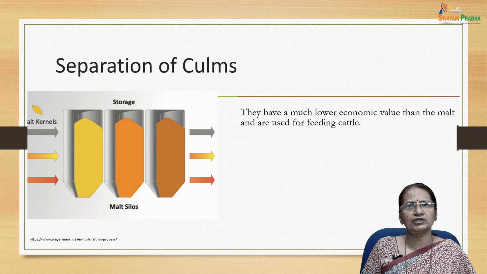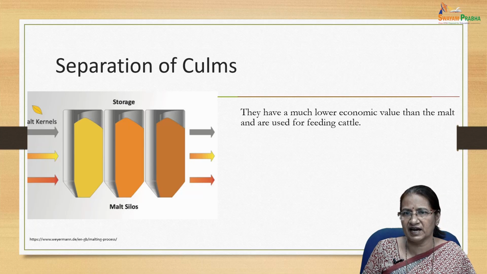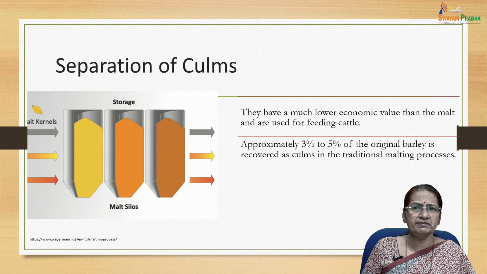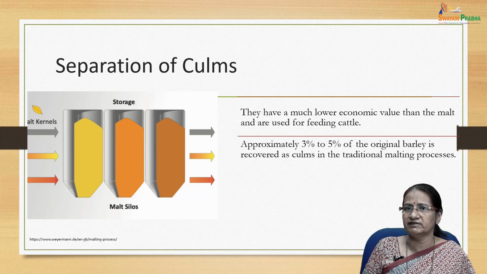They have a much lower economic value than the malt and are used for feeding cattle. Approximately 3 to 5% of the original barley is recovered as culms in the traditional malting processes.